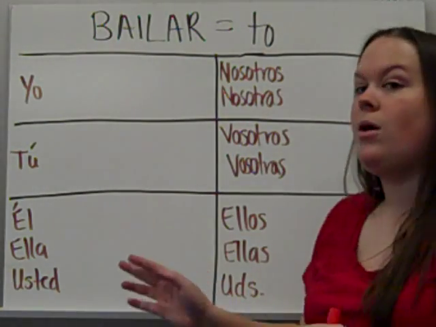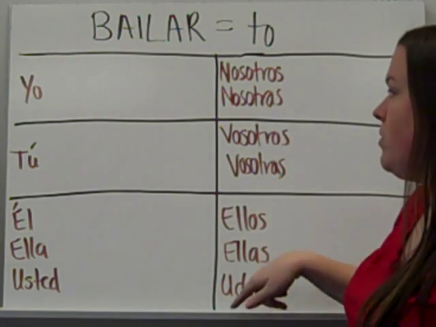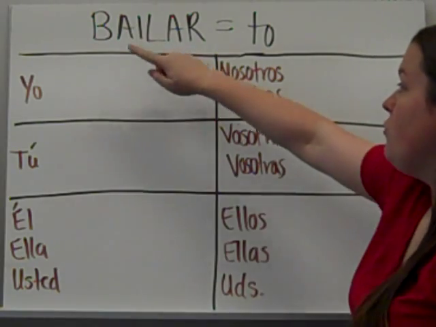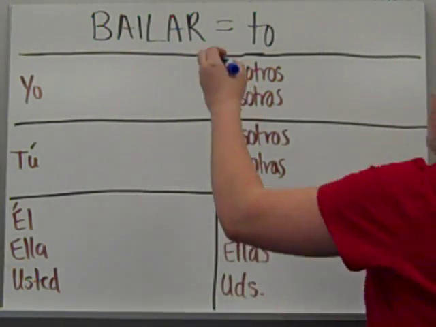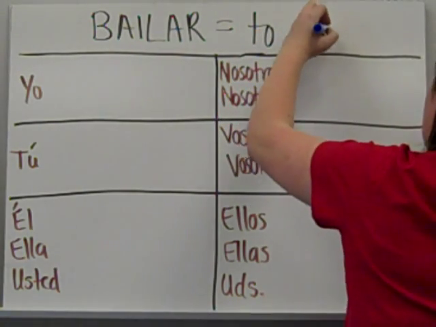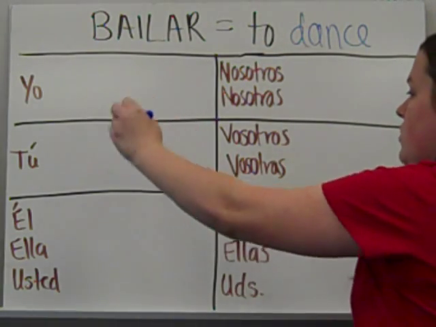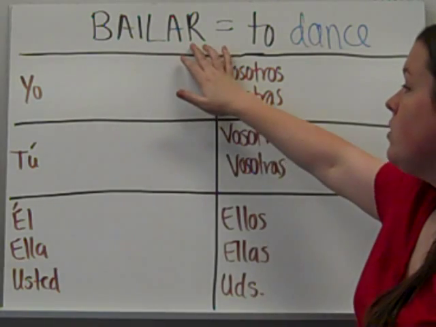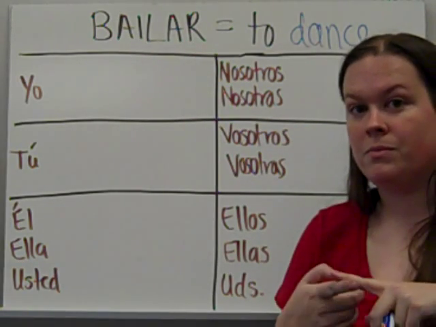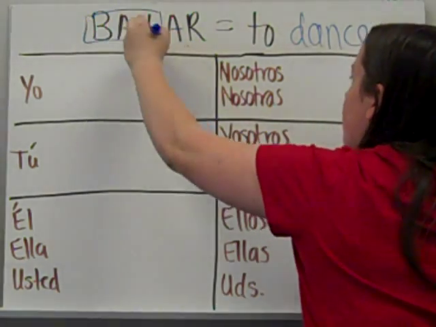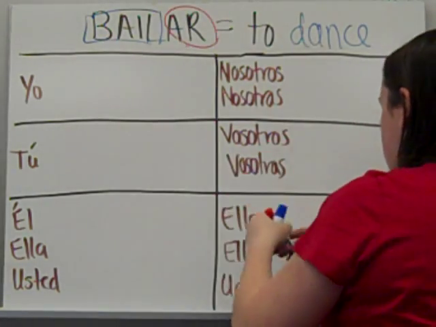So right now we're actually going to diagram how to do this. You already know your subject pronouns, so I'm going to let you copy this out, and then we're going to fill it in. Alright, bailar, whenever you're doing a chart, your verb always goes at the top, and what it means in English. So to dance. Remember, since these are an infinitive, you need the to in front of it in English. Alright, so you have all your subjects. So the first thing we're going to do with bailar, step 1, what do we cut off? The end, the last 2 letters.